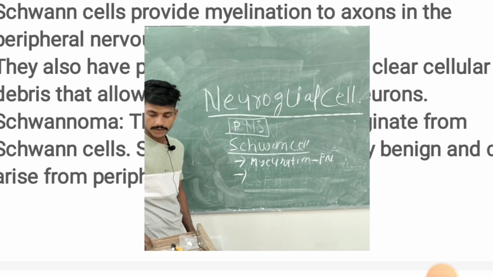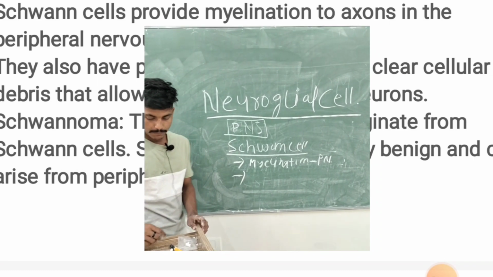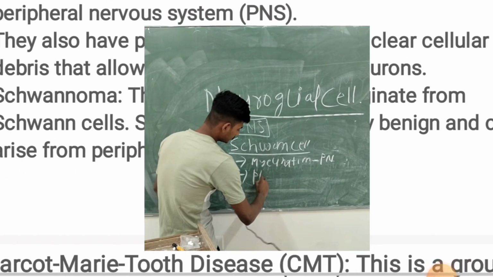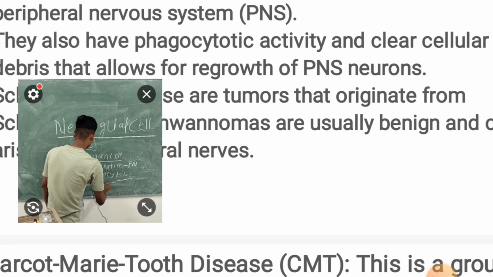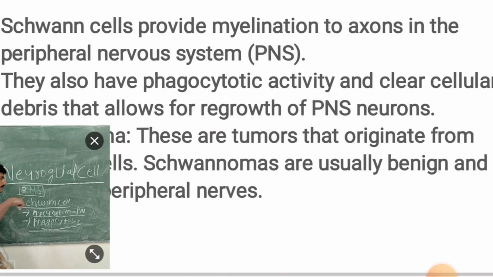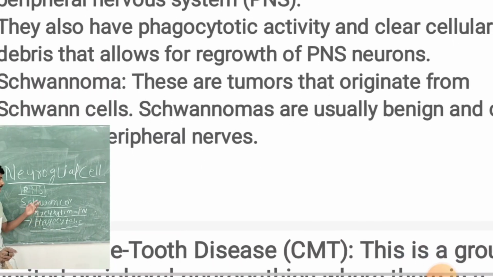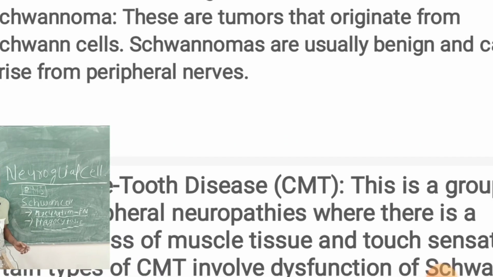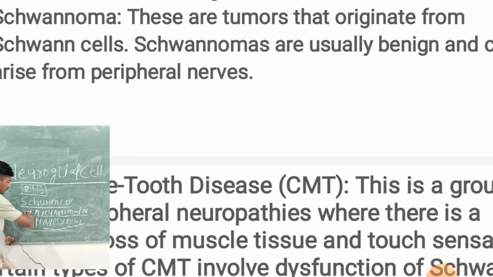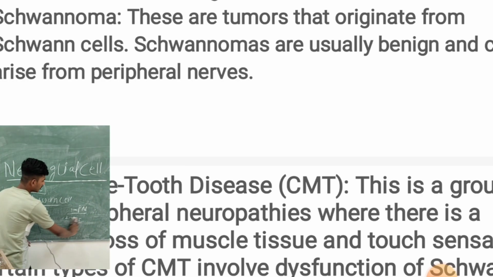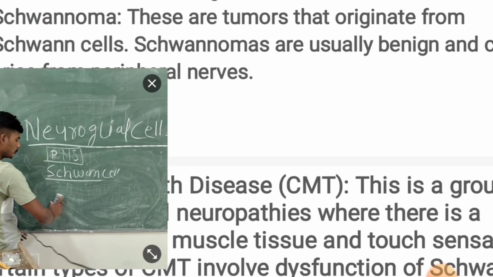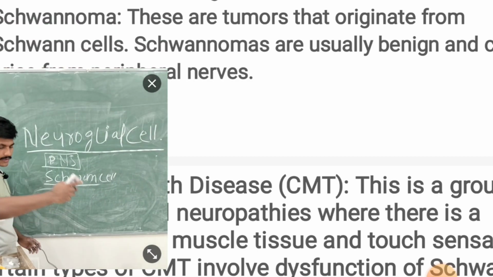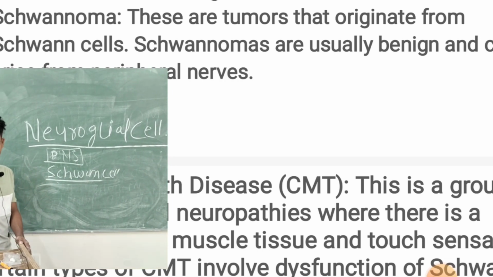Another point related with the Schwann cell is that it performs phagocytosis. First one is myelination, second one is phagocytosis. These are the two functions done by the Schwann cell. Now, I already mentioned schwannoma. Schwannoma is a cancer of the Schwann cell. The word 'noma' always denotes a tumor or cancerous growth. Schwannoma is one of the tumors originating in the Schwann cell.